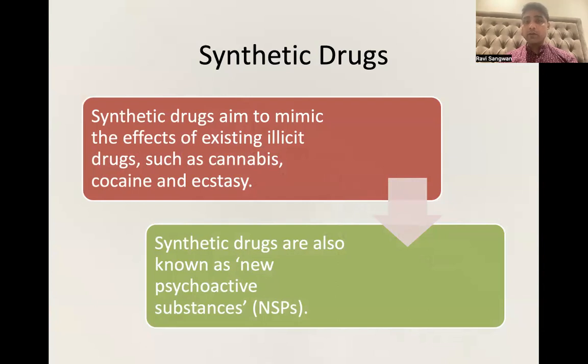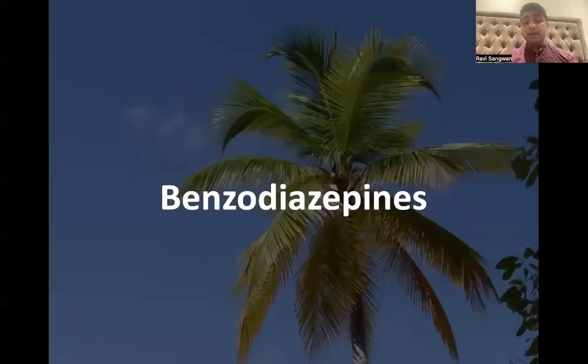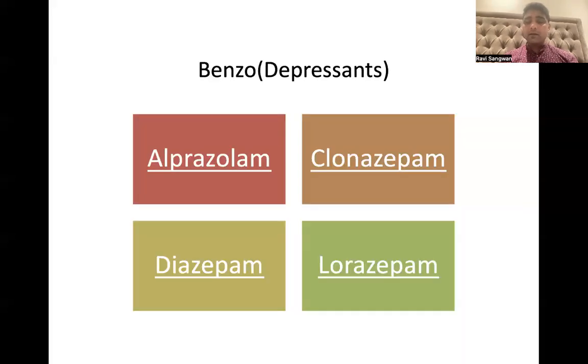My topic was narcotic drugs and psychotropic substances, so these come under this. First, let's talk about benzodiazepines. What are benzodiazepines? Benzodiazepines are mostly depressants. Depressants means those drugs which make you depressed or sleepy. There are four main types: alprazolam, clonazepam, diazepam, and lorazepam.